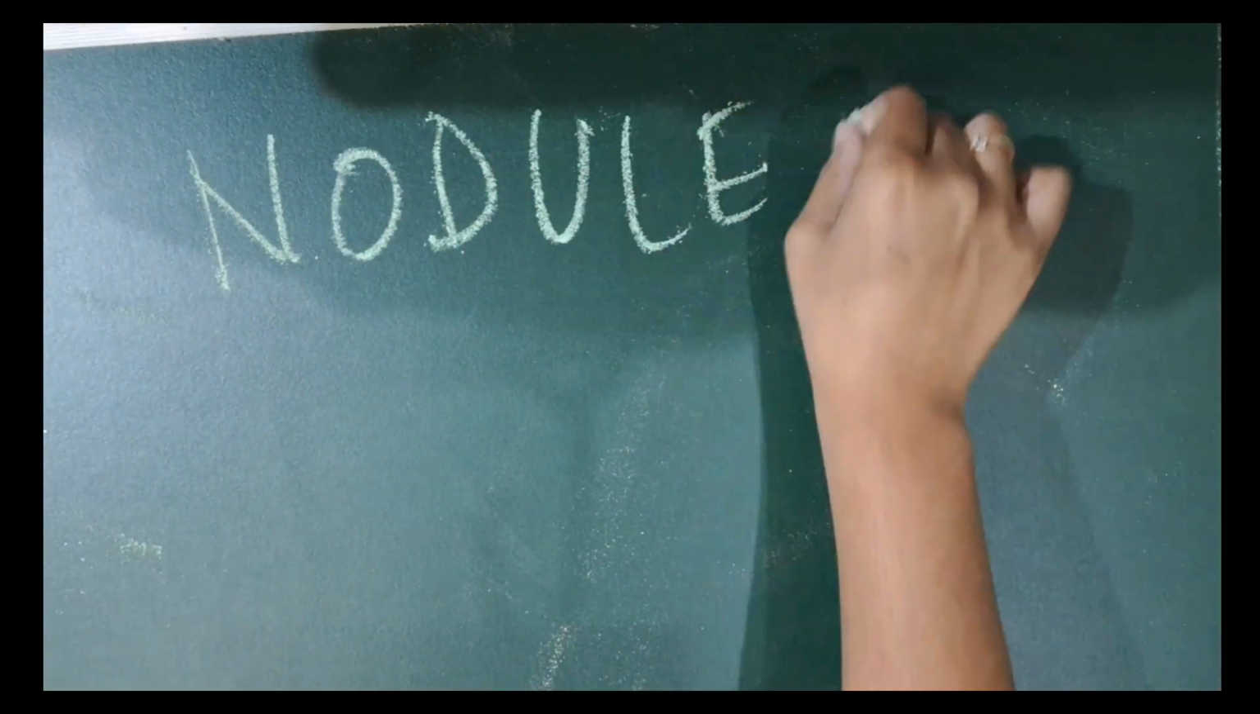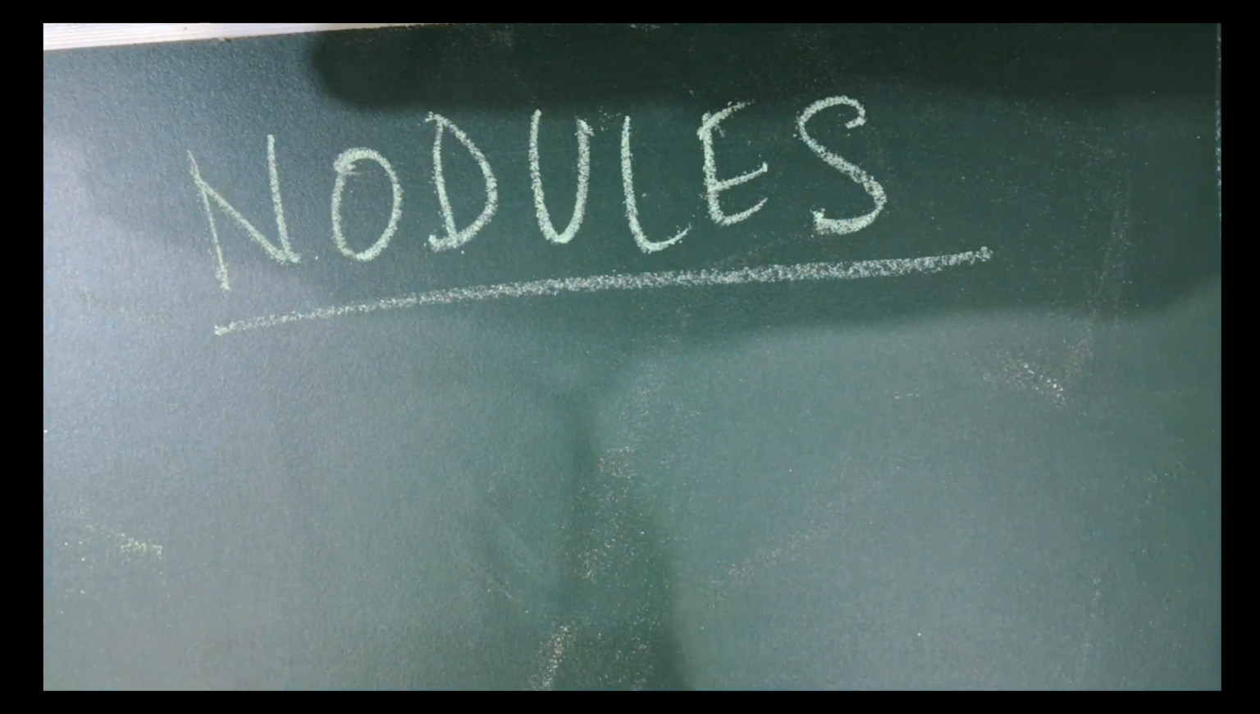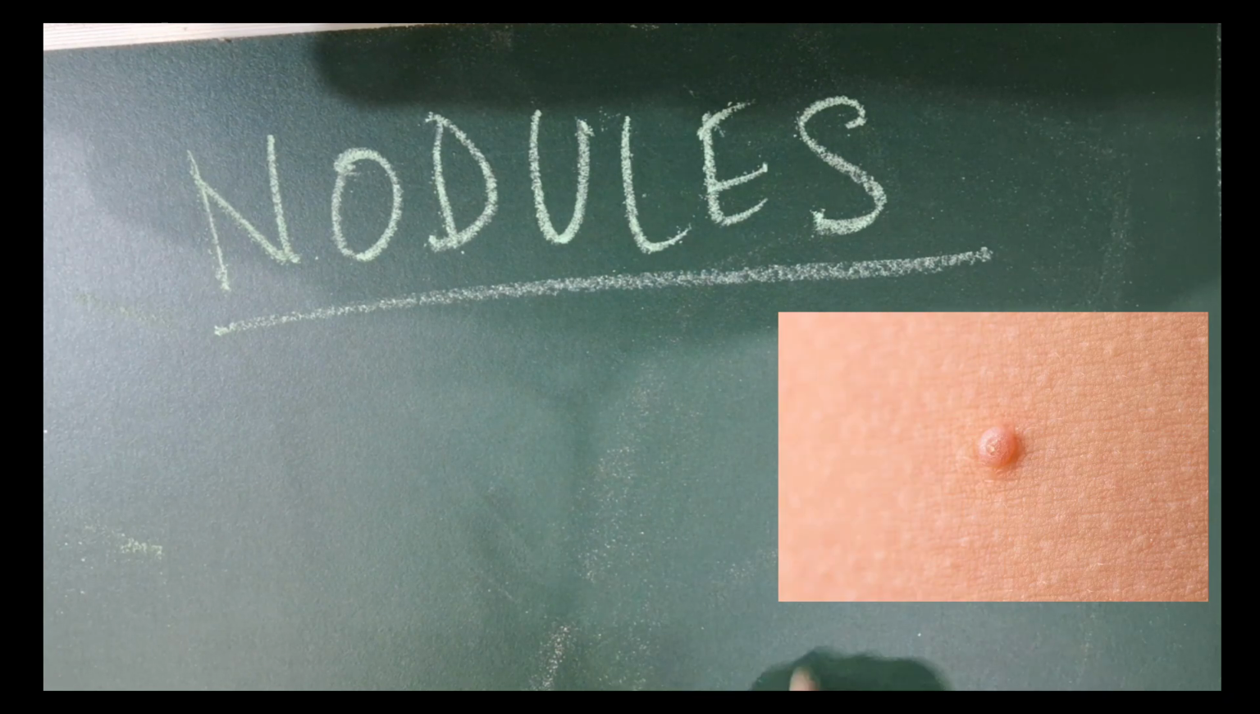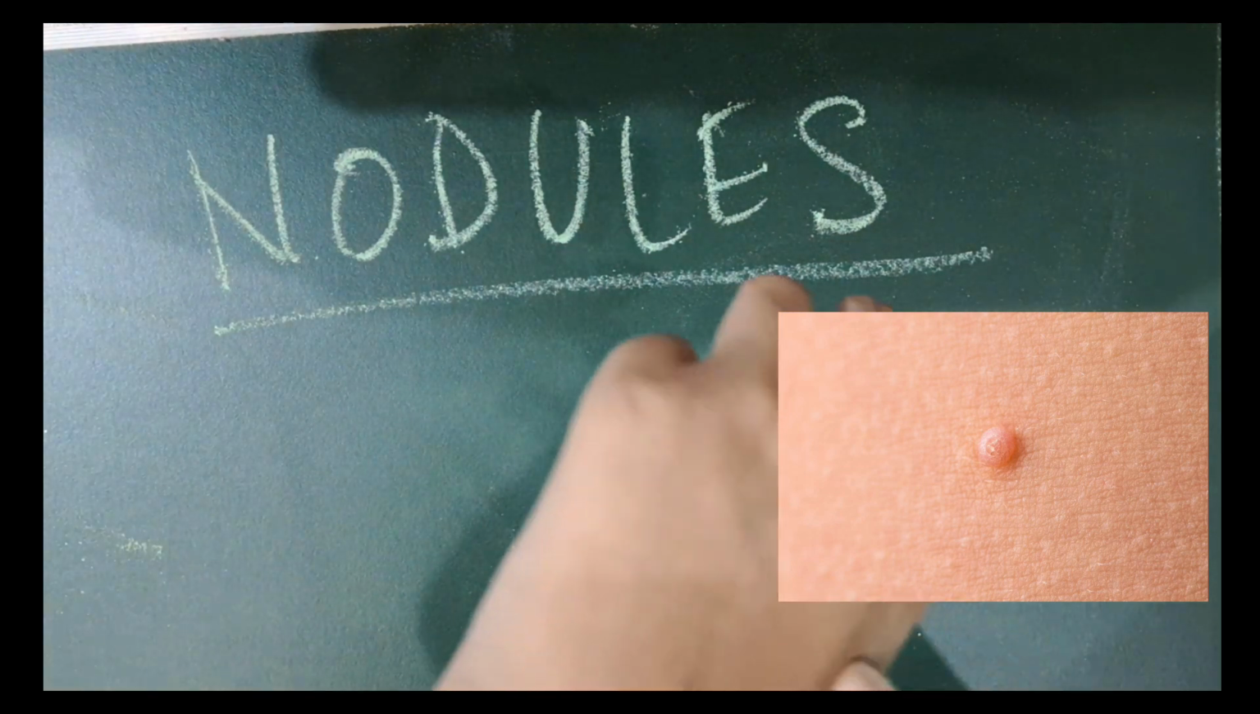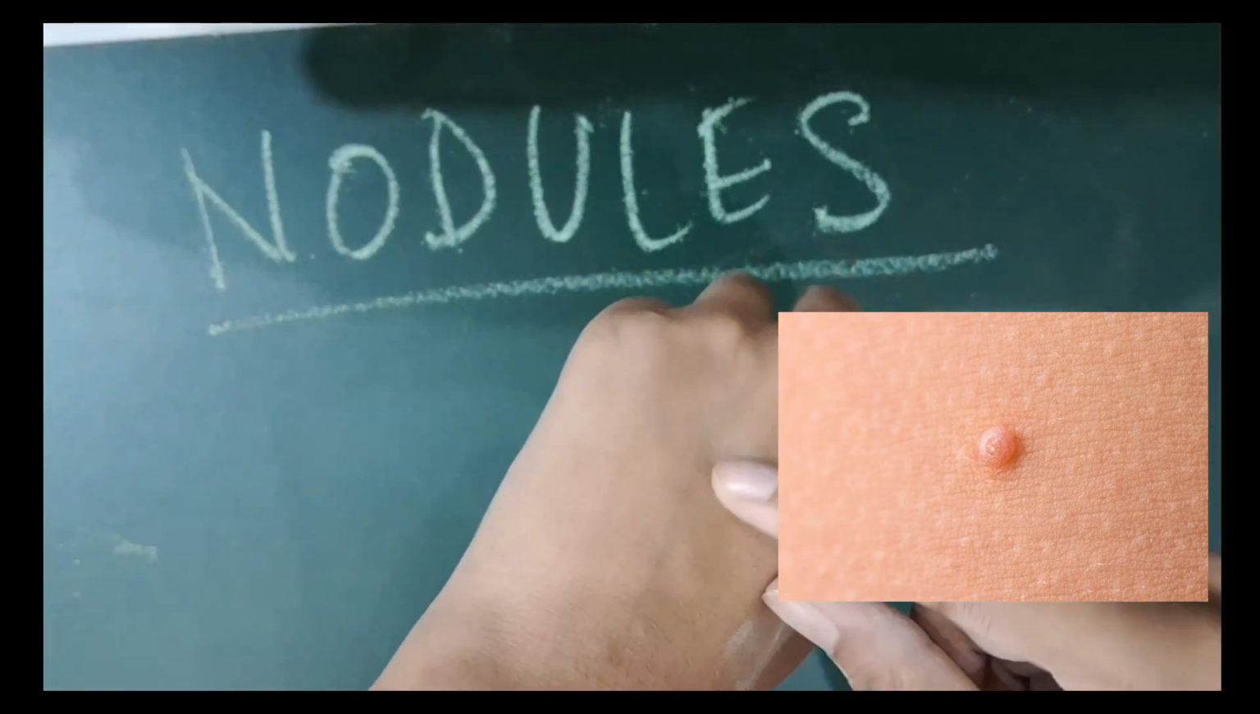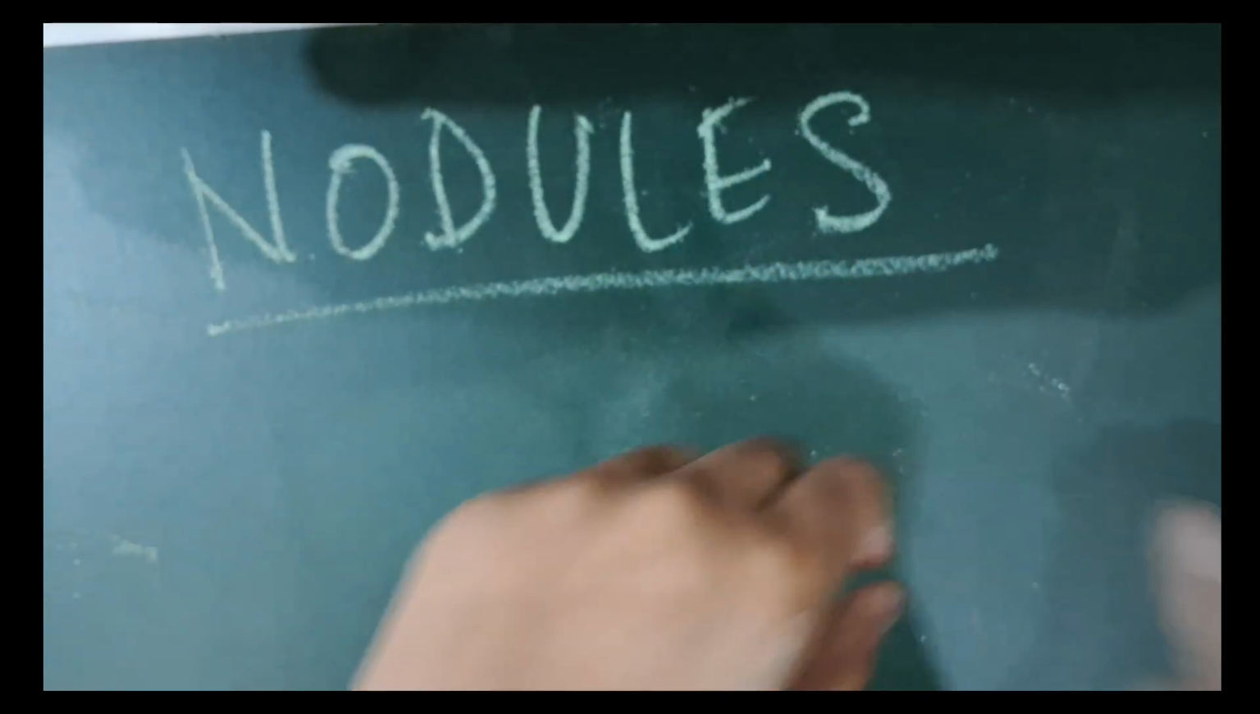Next up we have nodules. Nodules are elevations on the skin present deep into the dermis, and the overlying epidermis can be easily moved over them. Also known as lumps. I'll just paint the picture over here. So nodules are elevations over which the surface epithelium can be moved like this.